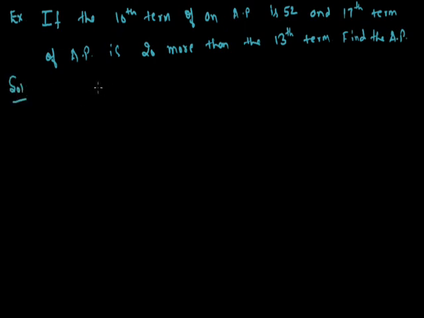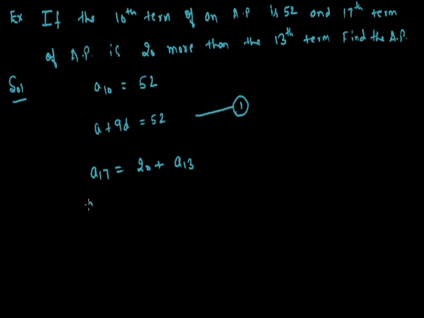Now it is given the 10th term of an AP is 52. So A10 equal to 52. So we can write A plus 9D equal to 52. Now this is the first equation. Now it is given 17th term of an AP, A17, is equal to 20 more than the 13th term. Now A17 is equal to A plus 16D. A plus 16D is equal to 20 plus A plus 12D. So A will be cancelled, it will become 4D is equal to 20. So D equal to 5.